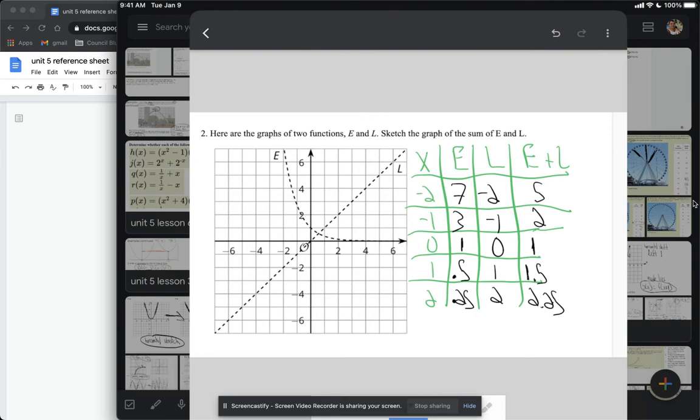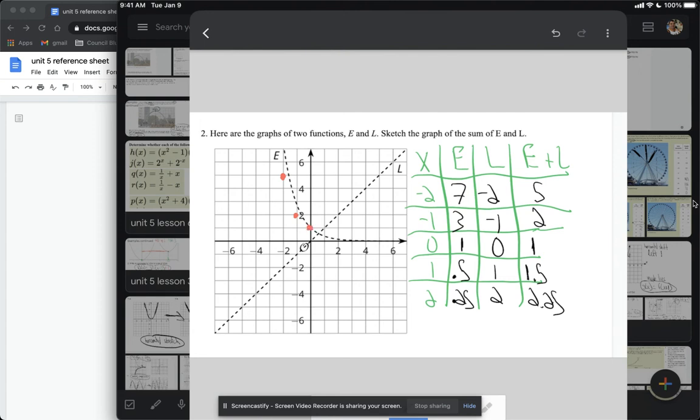And now I'm going to go ahead and graph my new x and y values here for E plus L and see what it looks like. So let me get a different color here. So at x equals -2, y is going to equal 5. So that's going to be right here. At x equals -1, y is going to equal 2. Okay, at x equals 0, y is going to equal 1.